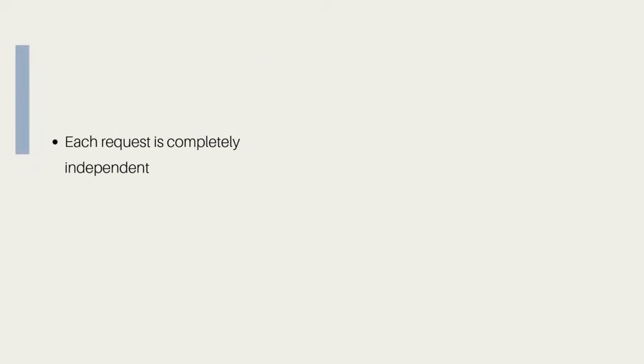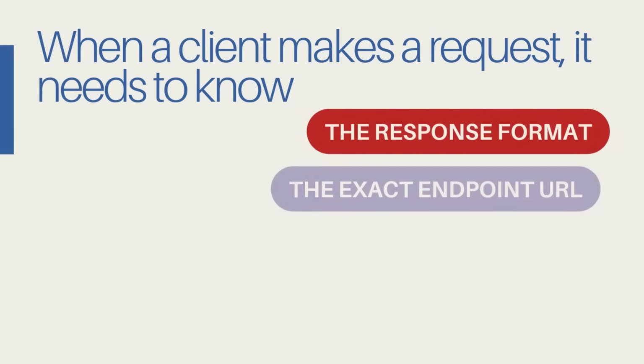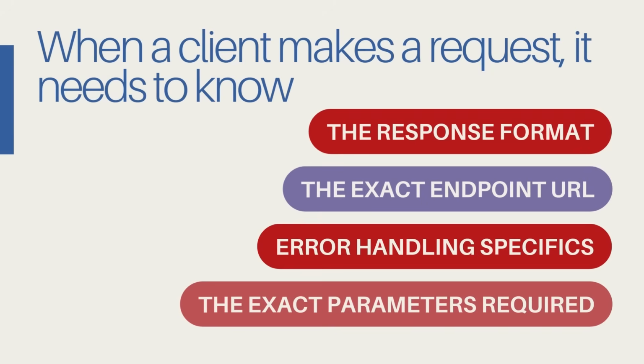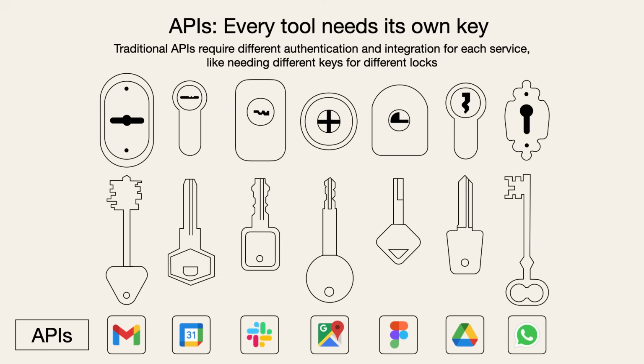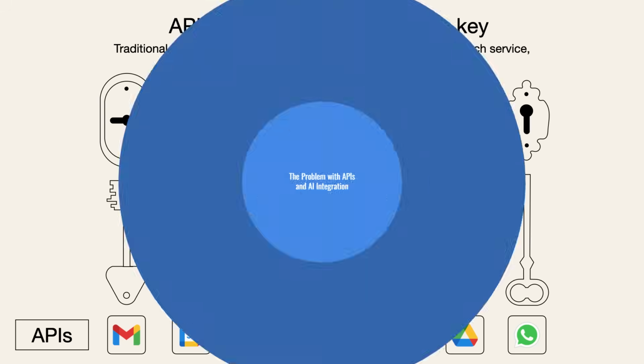When a client makes a request, it needs to know the exact endpoint URL, the exact parameters required, the response format, error handling specifics. This works great for traditional client-server communication. But here's the problem when you want to expose APIs to AI models.